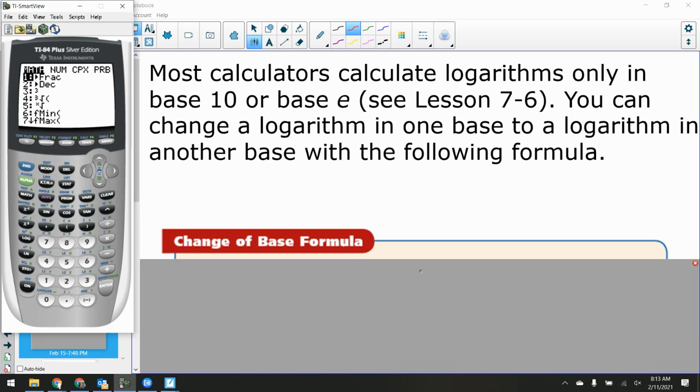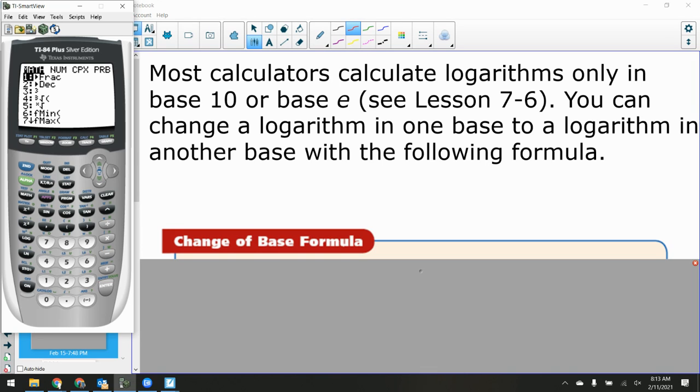So you guys can evaluate any log now. They've updated the calculators. You can now evaluate any log. I don't have that down here. If I scroll down, there is no log base function.